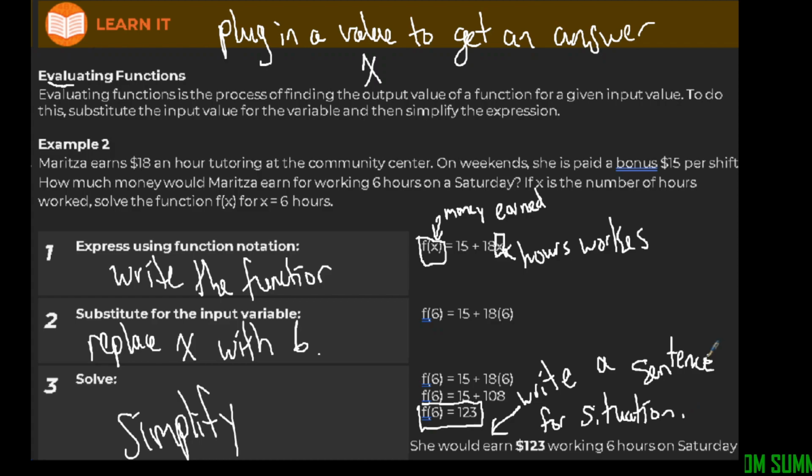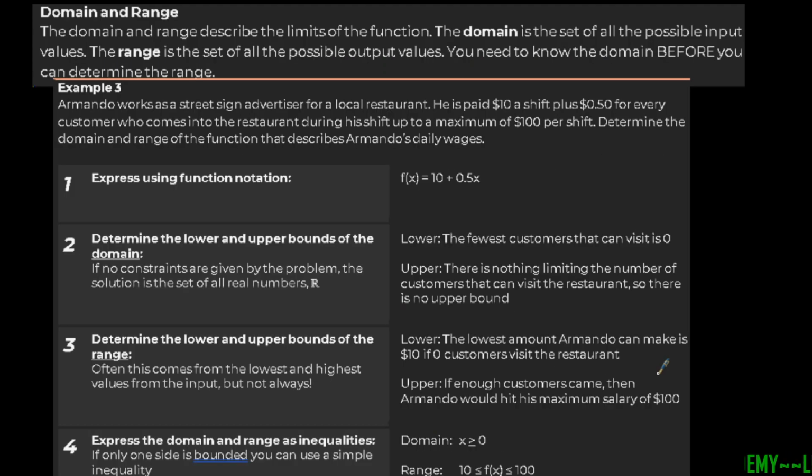Because f of 6 equals 123 doesn't tell me what it's asking for. It's asking for how much money Maritza would earn. Well, she would earn $123 working 6 hours on a Saturday. So make sure you can see those different parts that it's trying to explain. Okay, so this is what happens when we evaluate our function. And the next part after that is what happens when we are looking for the domain and the range.